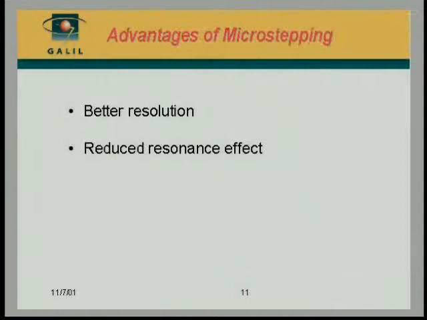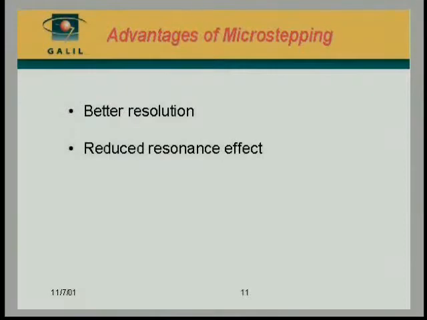The first obvious one is the improved resolution. Now we could divide motor revolution into as many as, say, 50,000 increments instead of the classical 200 increments, and improve the resolution, say, 256 times or so.